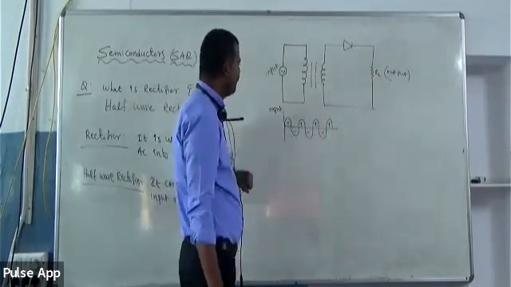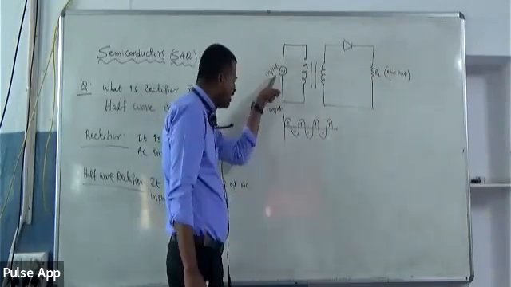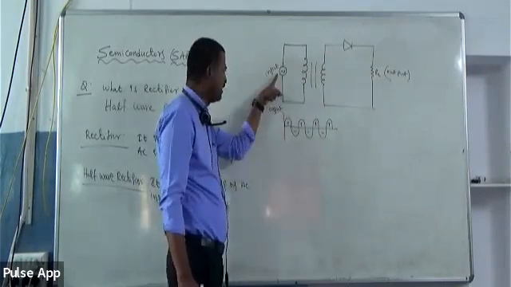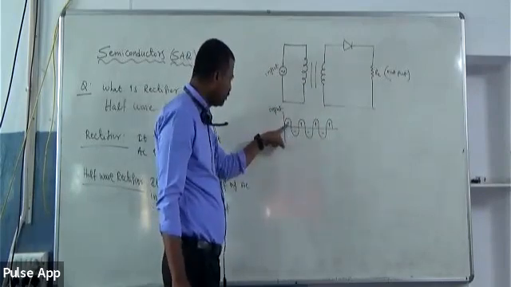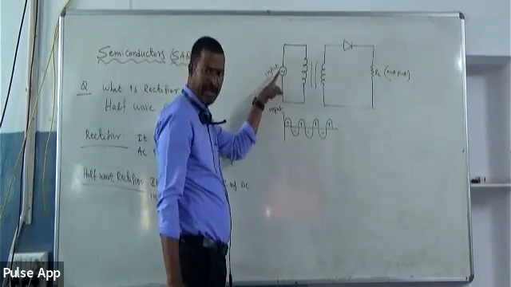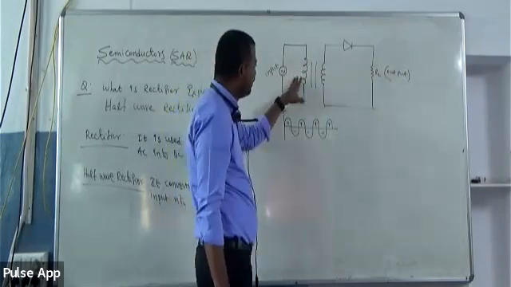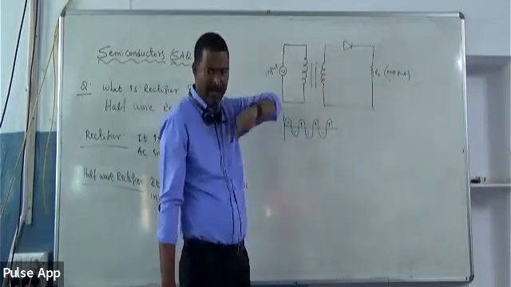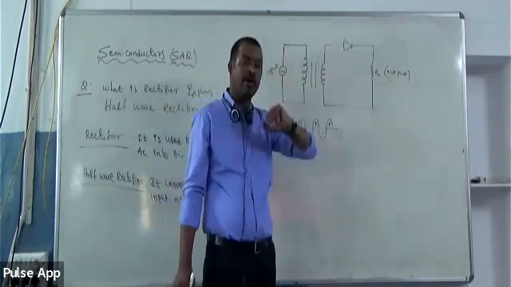So the working is: when the positive half cycle of the input enters and passes into the rectifier, the diode in the rectifier is set to be in forward bias.